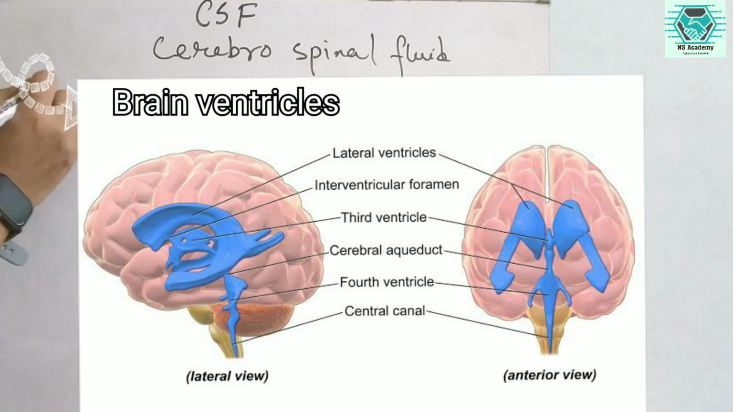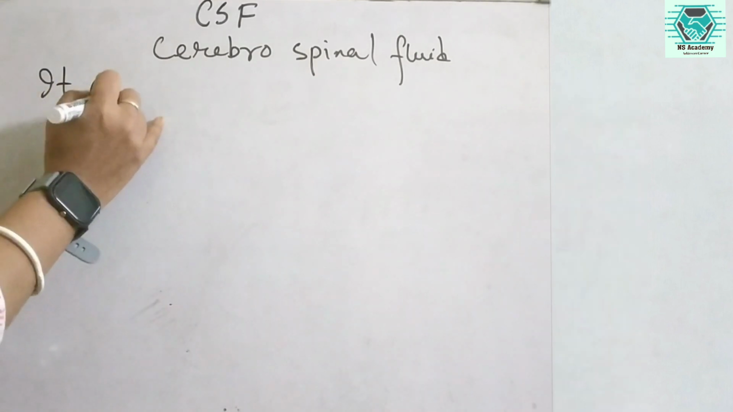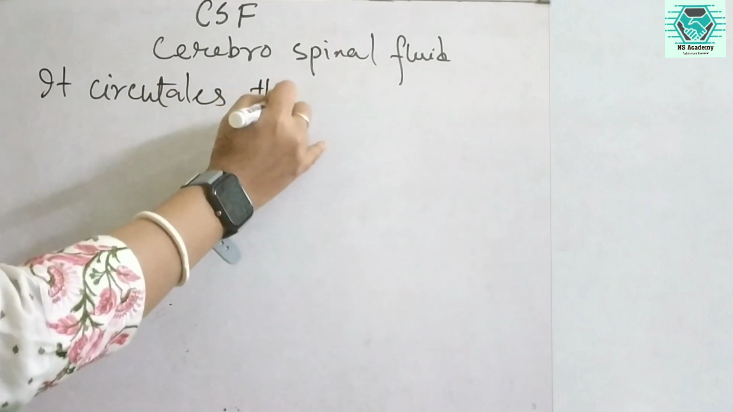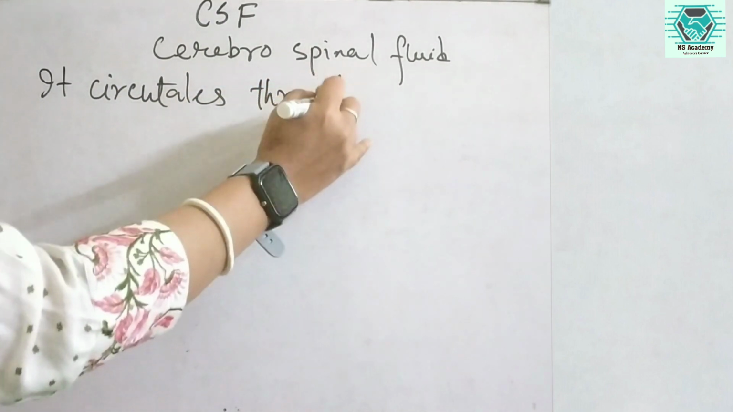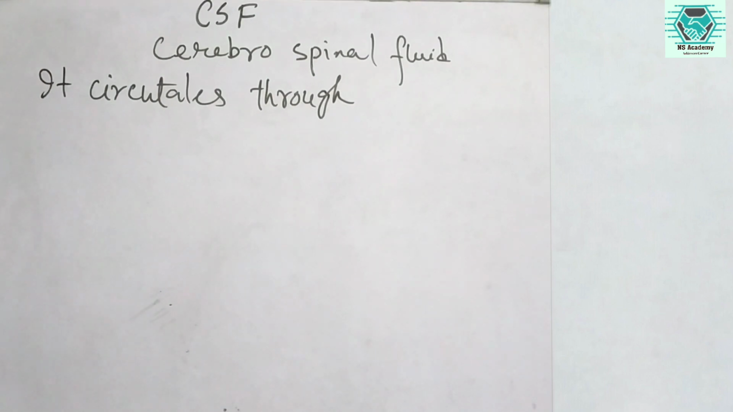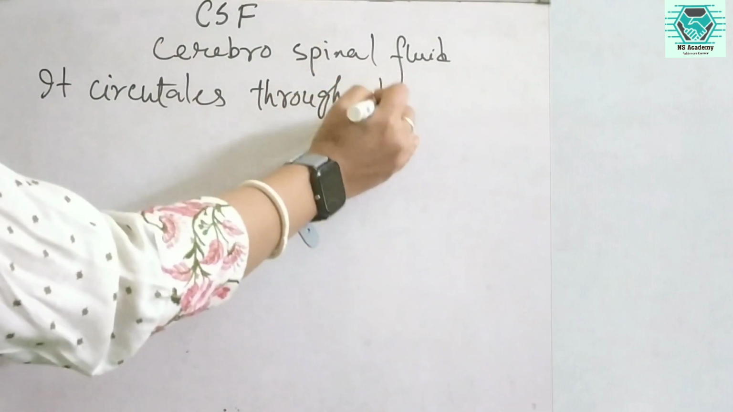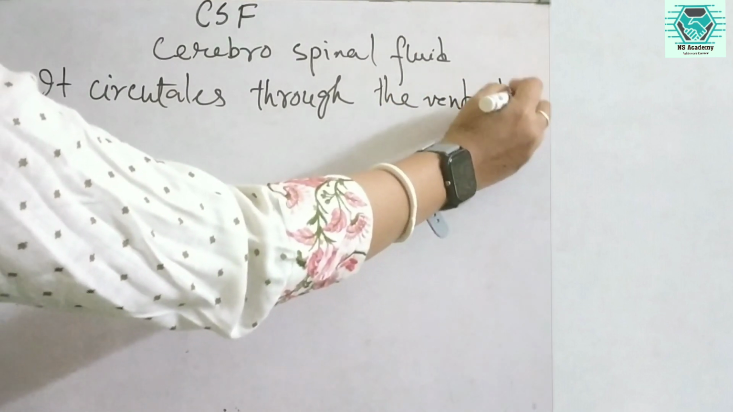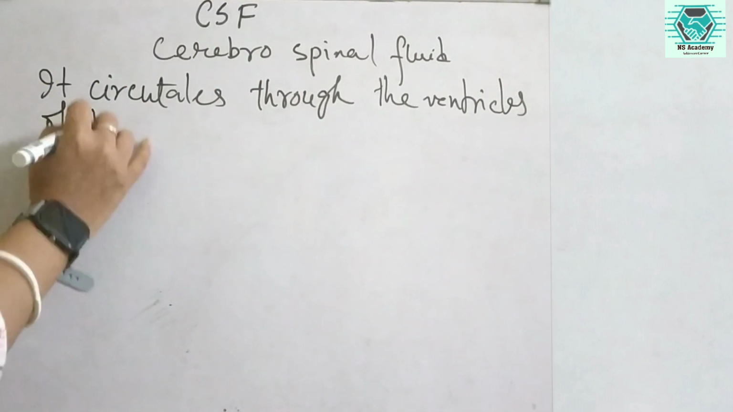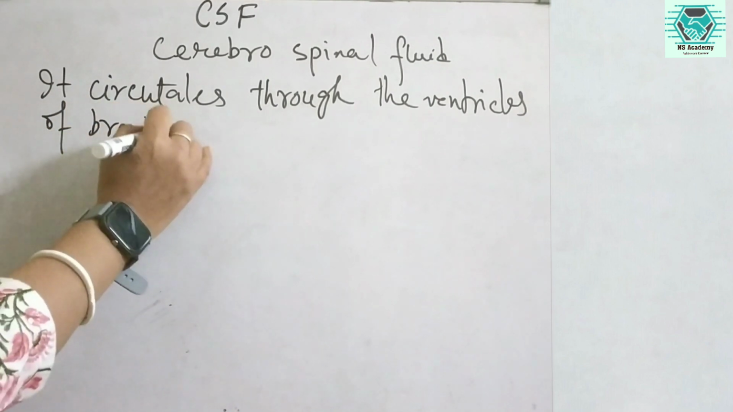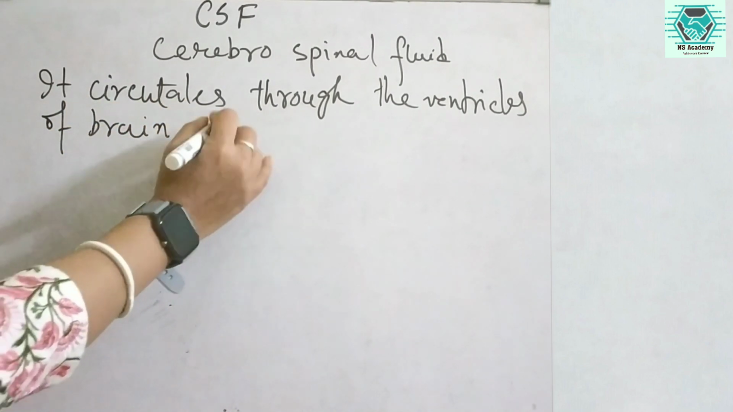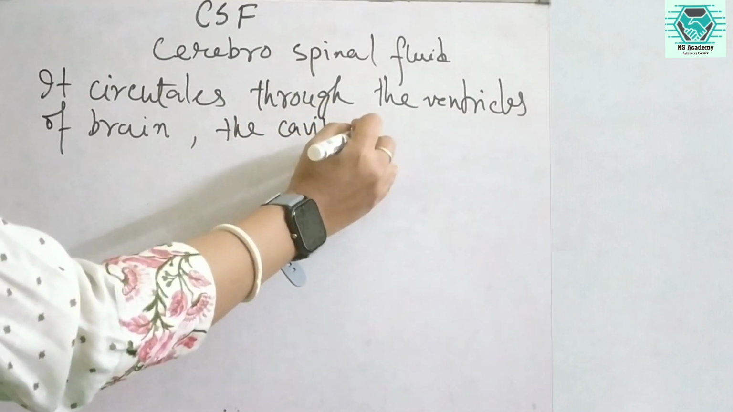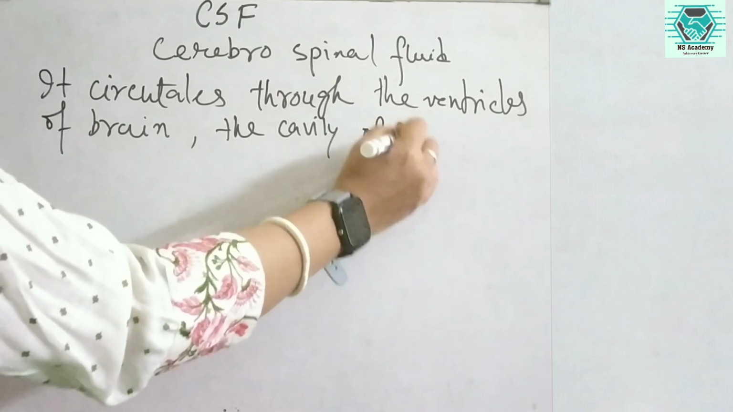So it circulates in the ventricles of the brain, and the cavity of the spinal cord.